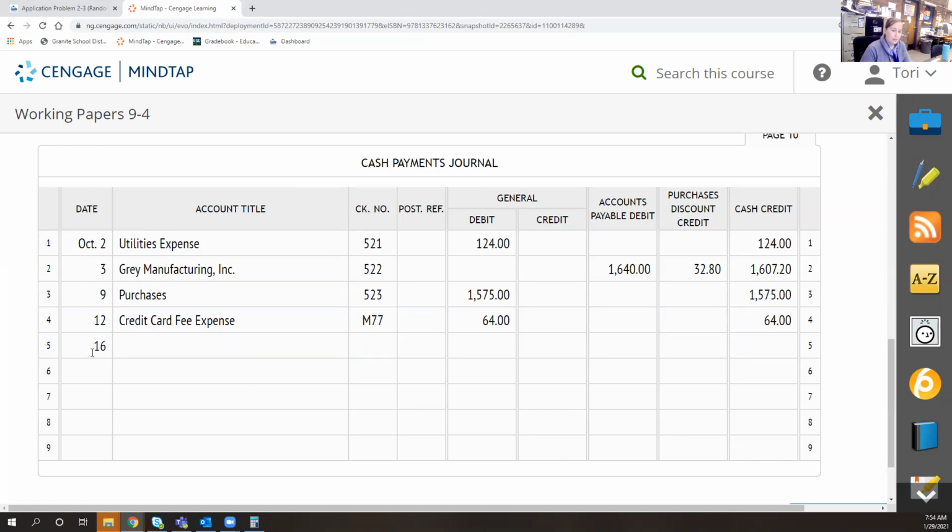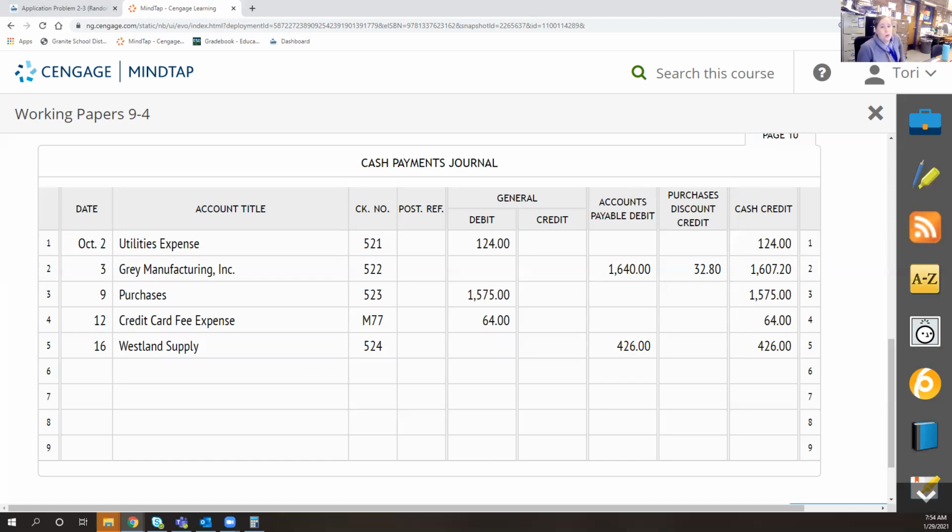Okay, the next one happens on the 16th, and we wrote a check on an account to West Supply covering the purchase number for $426. There was no discount offered. So this one's pretty easy because we're just going to put Westland Supply. We're going to put what it is, 524 was the check number. This one we put in accounts payable, and we credit cash for the exact same amount because there was no discount.